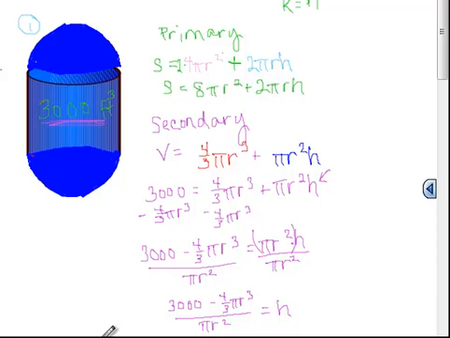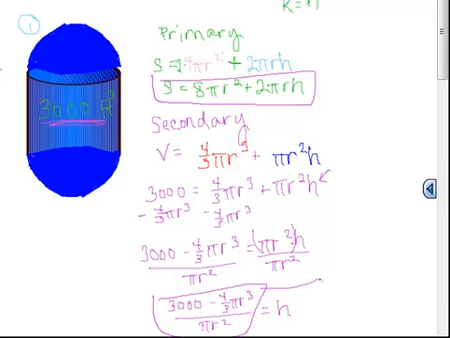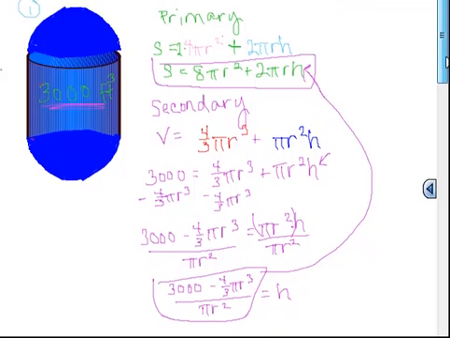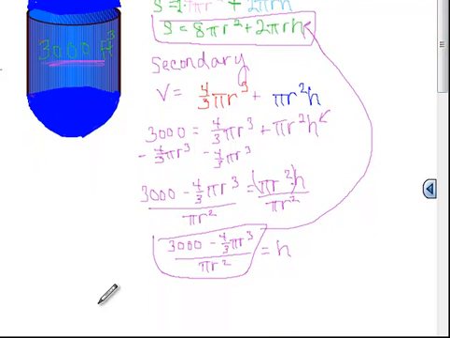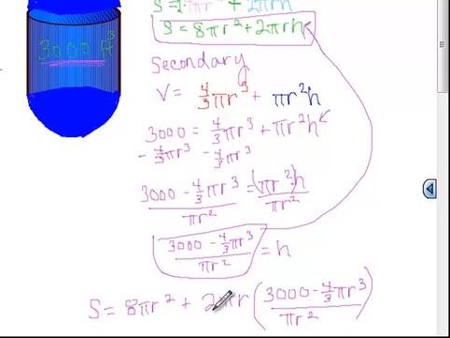okay, so what I am going to take is this equation right here and this equation right here, and I'm going to sub in for my h this crazy equation. Okay, so here I go. I'm going to move this down. So surface area is going to be given by 8. Okay, and I am going to simplify this.